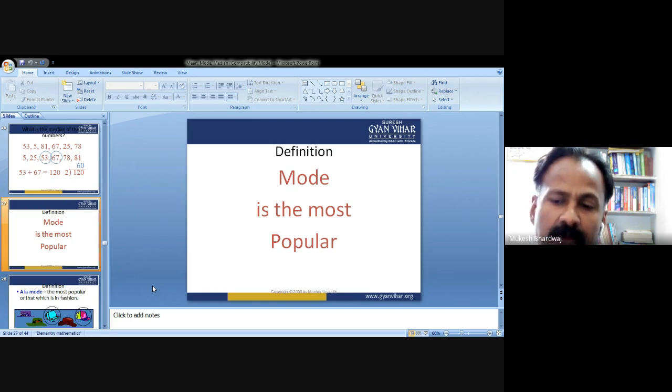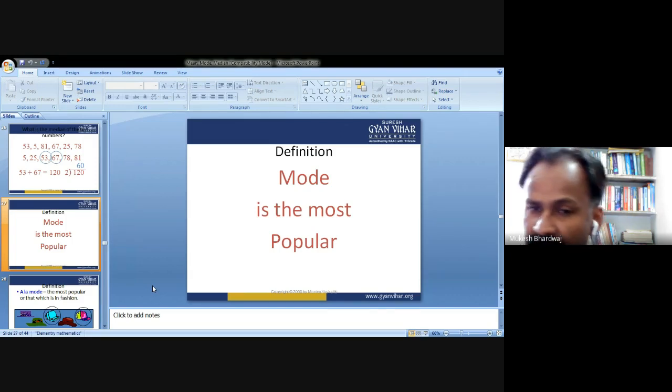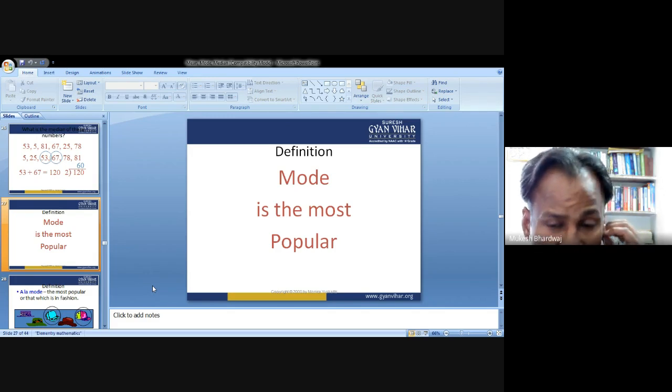Just note it down. 15 students get 5 marks. 15 more students get 10 marks. 20 students get 15 marks. And 20 out of 20 marks get by 10 students. Clear? So which marks is getting by the most of the students? Which mark is getting by most of the students?